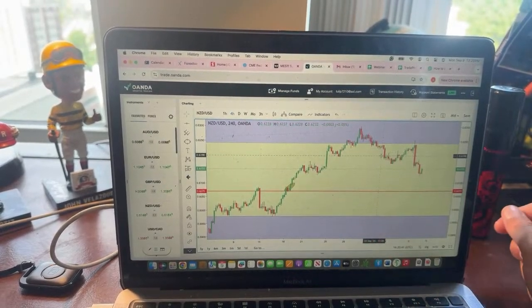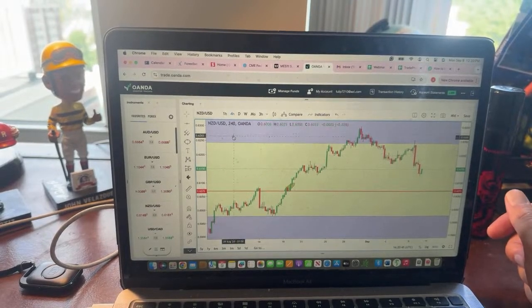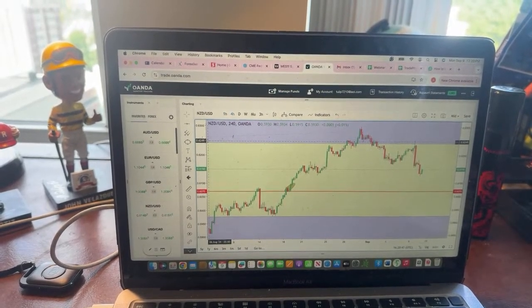So we got a healthy retracement. This is a good trade. I just want to show you something, though. Hey, who was this that brought up New Zealand dollar? Write in the chat real quick, because this is a good pick.